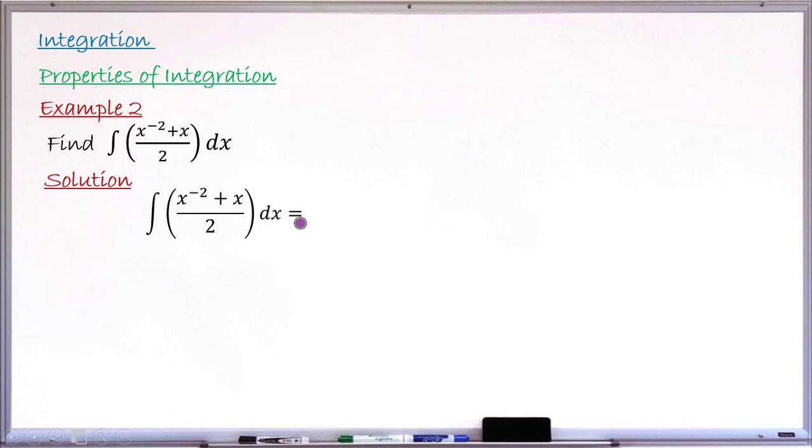So in that case, I can now factor 1 over 2 outside, because this bracket is nothing but 1 over 2 times x raised to minus 2 plus x. So let me do that. I now have 1 over 2 multiplied by the integral of x raised to minus 2 plus x. You can see this is just your numerator. You have factor 1 over 2 outside the bracket, and that becomes the coefficient of the bracket, which you can take outside the integral sign.